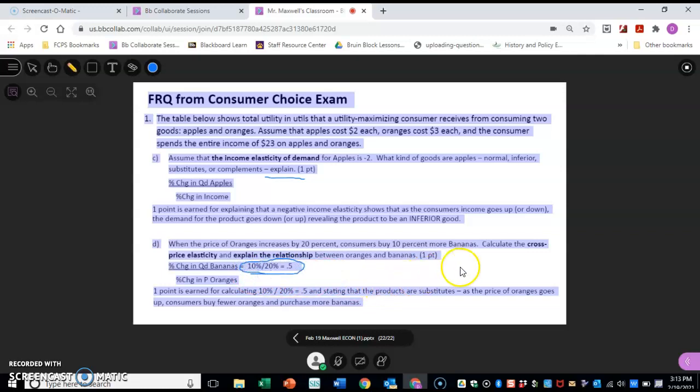Some of you did 20% over 10%. Remember, it's always change in quantity on top versus anything down here, whether it's income elasticity, demand elasticity, supply elasticity. Quantity always goes on top. Therefore, it's 10% more bananas quantity sold when there's a 20% increase of oranges. Therefore, you had a 0.5 cross-price elasticity. Now, some people lost half a point here because they calculated this, but then they did not explain the relationship, which is these products are substitutes.